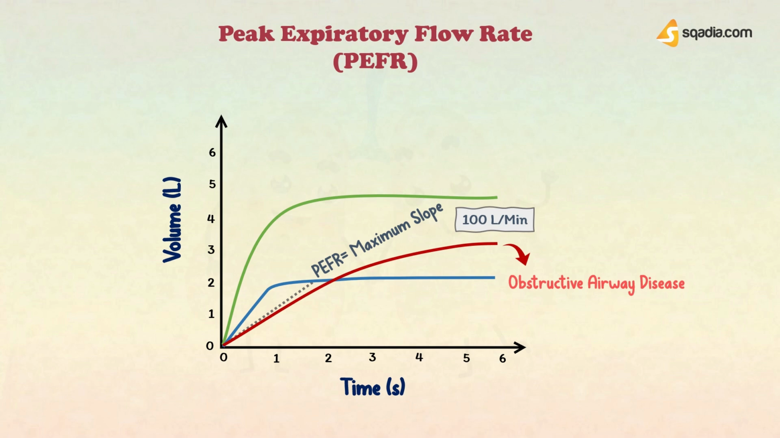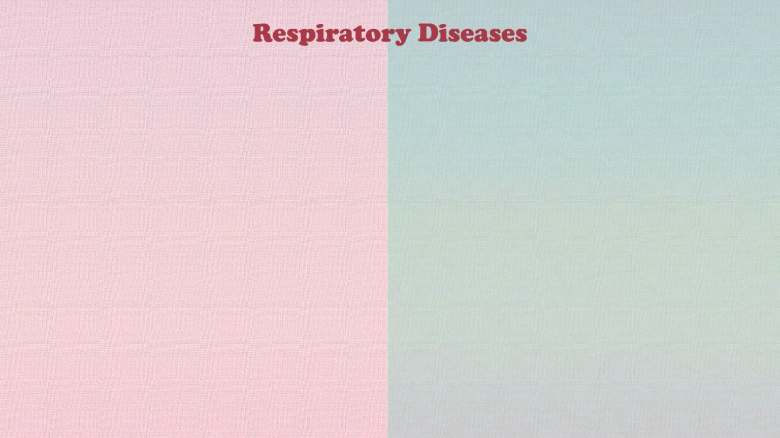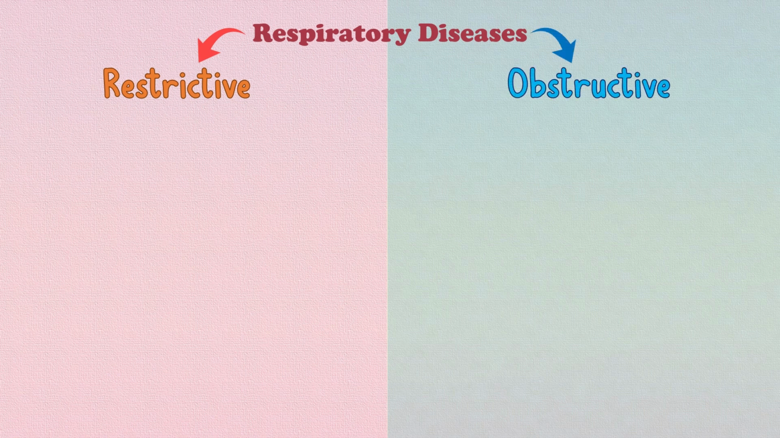Now, I was using the terms restrictive and obstructive respiratory diseases again and again. Let me help you differentiate between them. So, diseases of respiratory tract are classified into two types: restrictive respiratory disease and obstructive respiratory disease. These two types of respiratory diseases are determined by lung function tests, particularly FEV.